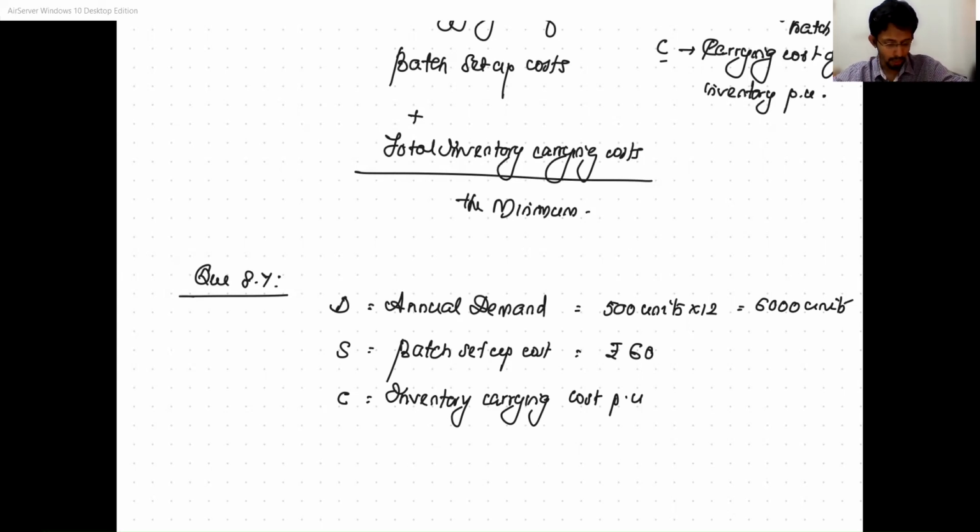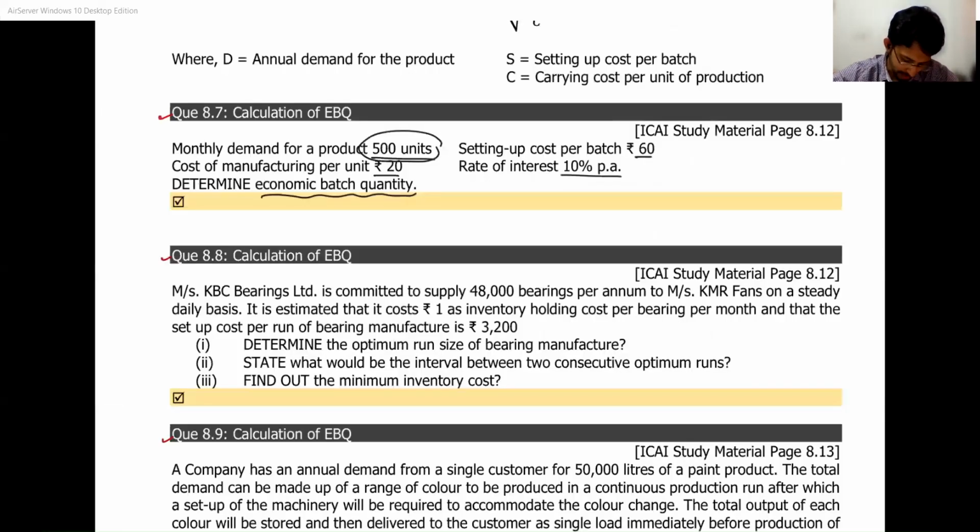In this case, you know the cost of manufacturing per unit, and you know the interest cost. So here we are considering only the interest cost required for financing the working capital that is blocked in the inventory as the inventory carrying cost.